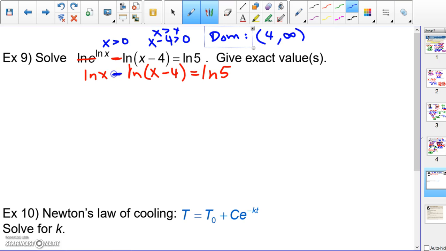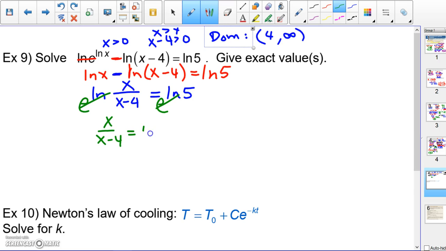This subtraction I'm going to condense into a single log by changing into division. So natural log of x over x minus 4 equals natural log of 5. To get out of that, I can get rid of the natural log on both sides by taking an exponential base e. x over x minus 4 equals 5. Now it's just a simple solve.